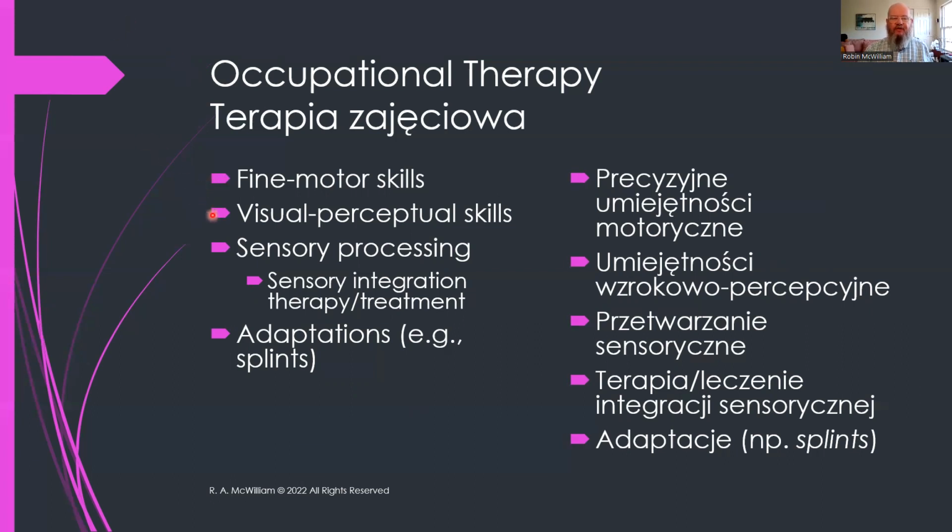They also deal with visual perceptual skills. They also deal with sensory processing, and that is quite important for quite a lot of children. And they, in the United States, often use sensory integration therapy or treatment. And this is one type of therapy that you need to be very, very cautious of, because it is controversial and the evidence base for it is a little suspect.